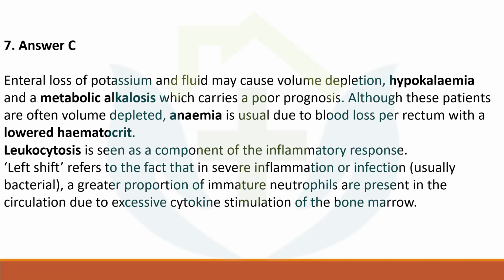The enteral loss of potassium and fluid may cause volume depletion, hypokalemia, and metabolic alkalosis. Although these patients are often volume depleted, anemia is usually due to blood loss per rectum with a lowered hematocrit. Leukocytosis is seen as a component of the inflammatory response. Left shift refers to the fact that in severe inflammation or infection, a greater proportion of immature neutrophils are present in the circulation due to excessive cytokine release. So, raised hematocrit was the correct answer. It is not there.